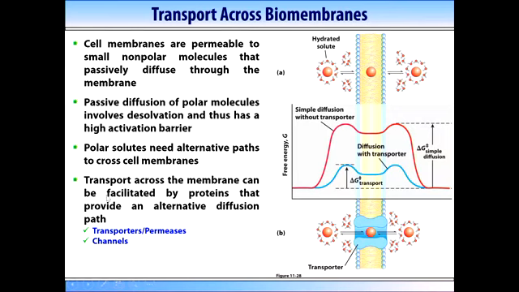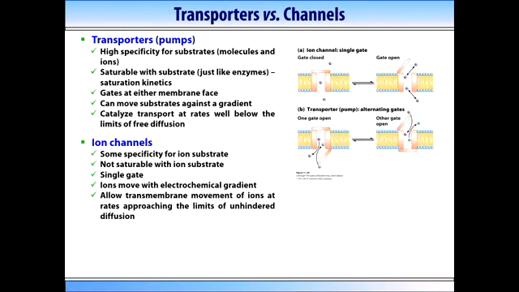Transport across the membrane can be facilitated by proteins that provide an alternative diffusion path. There are two conceptually different types: transporters, or permeases, and channels. Transporters are also called pumps. They have high specificity for the substrate, they can be saturated with the substrate, and they have gates at either membrane face and can move substrate against the gradient. This is catalyzed transport at rates well below the limits of free diffusion. In other words, this is somewhat similar to enzymes.